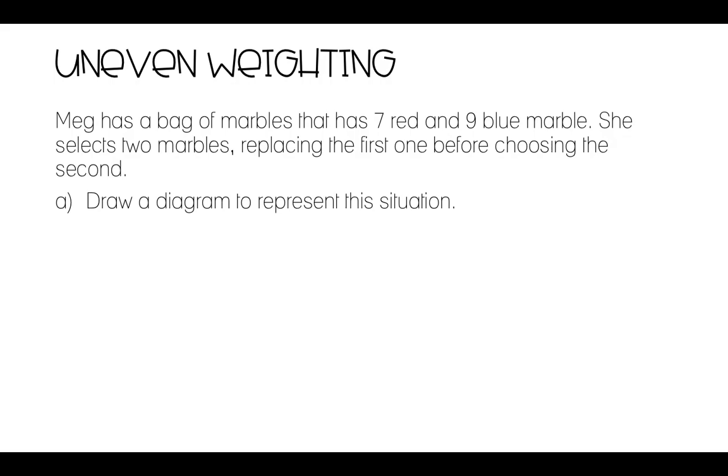She selects 2 marbles, replacing the first one, so putting it back into the jar before choosing the second one. And that's important because it means that the probability stays the same each time. So let's draw a diagram to represent this situation. Our first pick is either going to be a red or a blue marble. If we selected a red marble, the probability is 7 out of 16. If it was a blue one, the probability is 9 out of 16.